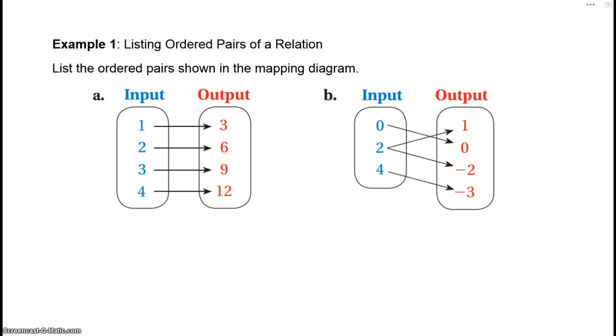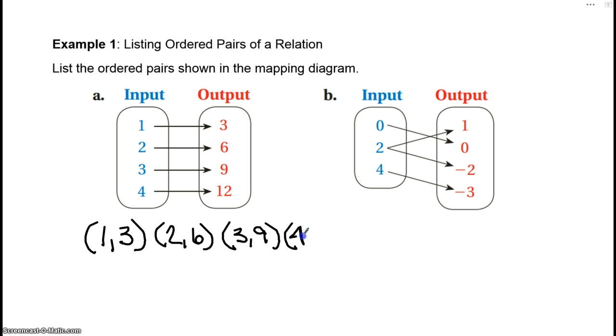So example 1 wants us to list the ordered pairs shown in the mapping diagram. If my input is 1, my output is 3, that means my x coordinate is 1 and my y coordinate is 3. It really is that simple. The second one would be 2, 6. The third one is 3, 9. And lastly 4, 12. That's a simple example.